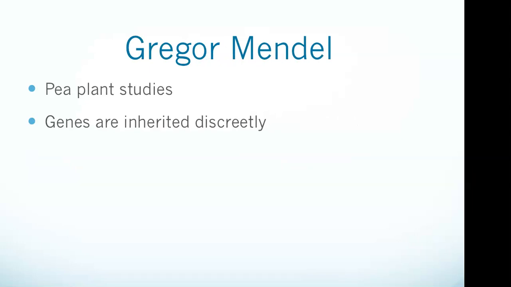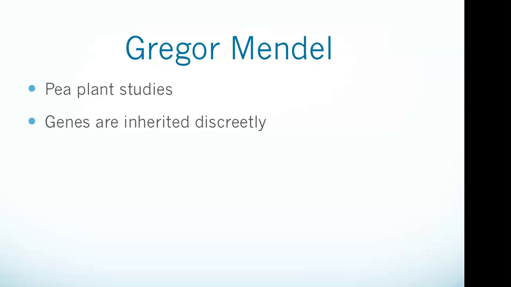Gregor Mendel discovered that genes are inherited discretely. In other words, genes from parents do not mix and are passed on from parent to offspring as discrete units. So, inherited discretely is an important concept for Mendel. He worked with 7 characteristics of pea plants: plant height, pod shape and color, seed shape and color, flower position and color.